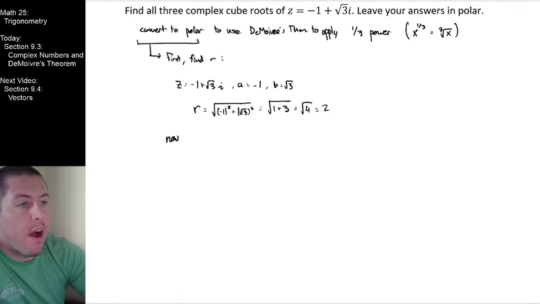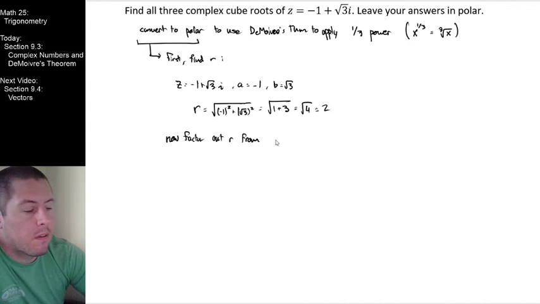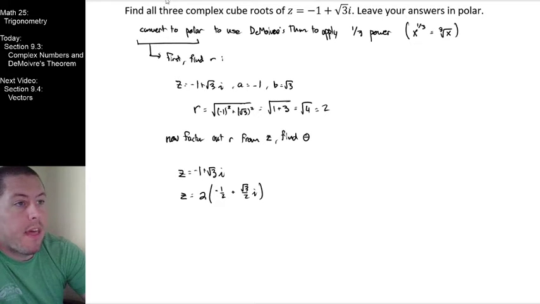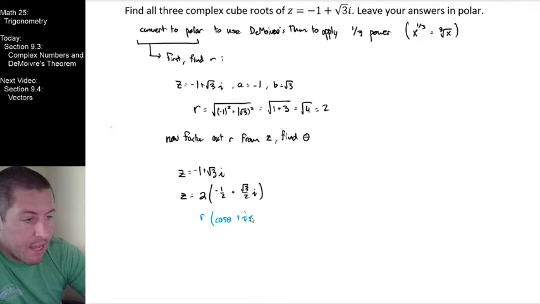Now let's factor out our known r term from z and use that to find theta. We've got that z equals -1 plus √3i. I want to factor out 2 from that. I know that factoring is a division process, so I will divide this by 2, and I will divide this number by 2 as well. Given that this is wanting to be in polar form, this should be r cos theta plus i sine theta.